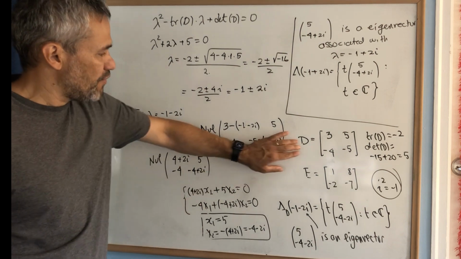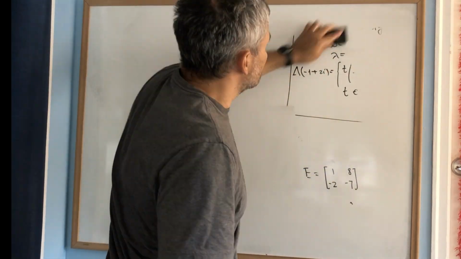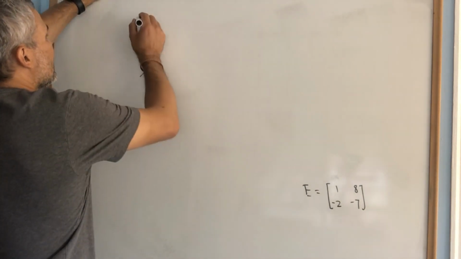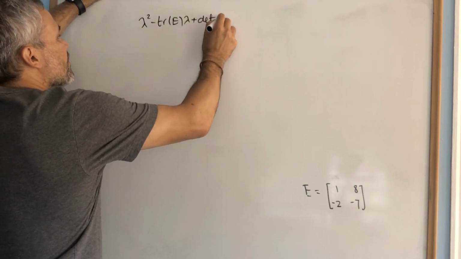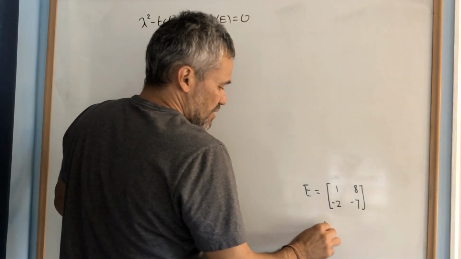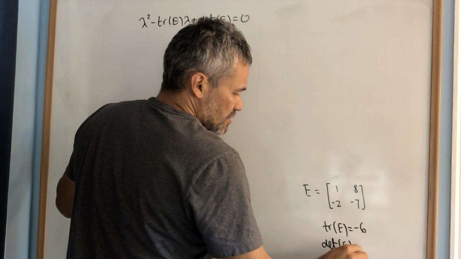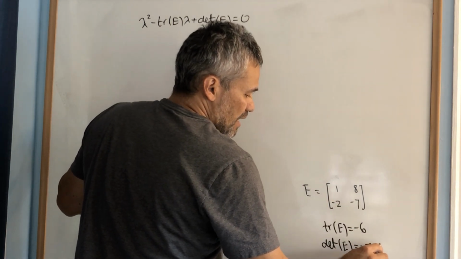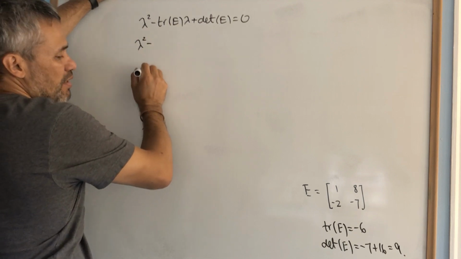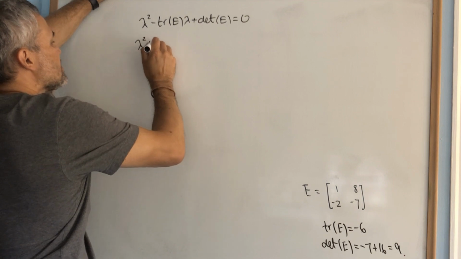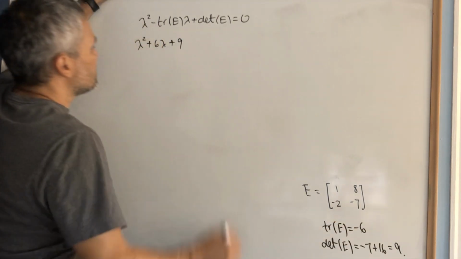Okay, we have finished example matrix D. Let's do matrix E. Let's start by computing the characteristic equation. We have lambda squared minus the trace of E lambda plus the determinant of E equals 0. In this case, the trace of E is going to be negative 6, and the determinant of E is going to be negative 7 plus 16, which is positive 9. Then this is the equation, lambda squared minus negative 6, it will be plus 6 lambda plus 9 equals 0.